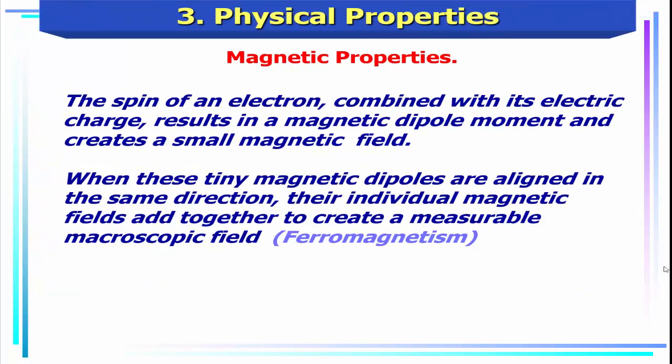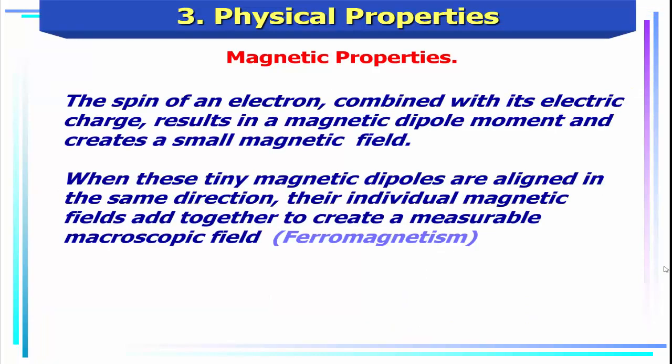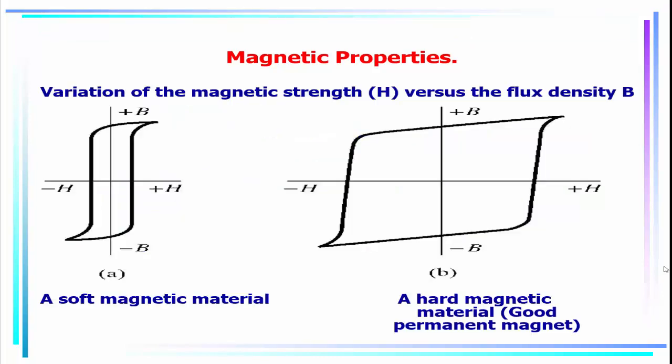So, the spin of an electron combined with its electric charge results in a magnetic dipole moment and creates a small magnetic field. And when these tiny magnetic dipoles are aligned in the same direction, the individual magnetic fields add together to create a measurable macroscopic field, and it's called ferromagnetism.